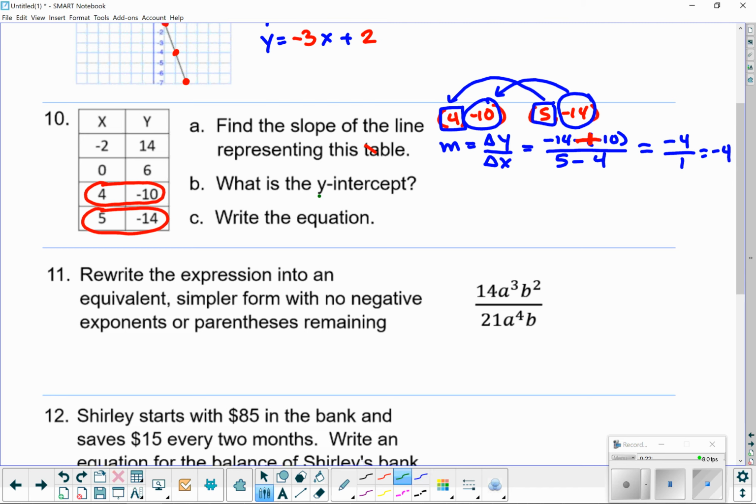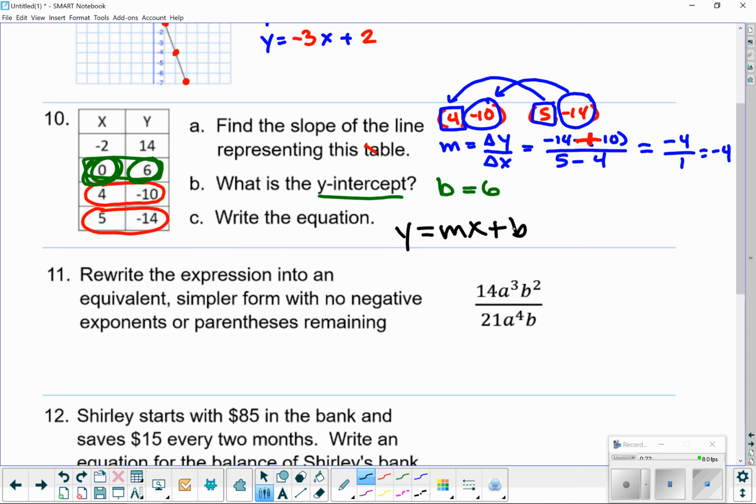This one's pretty easy. Y-intercept. Y-intercept is when the x, or the zero term, and look, we have it right here. The zero term is 6. So y-intercept is b equals 6. So we actually have that from the table. Our equation is going to be y equals mx plus b.